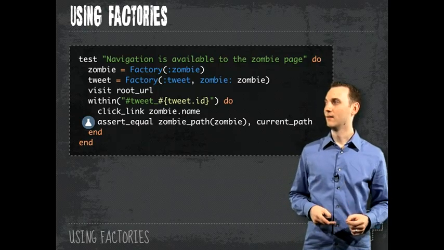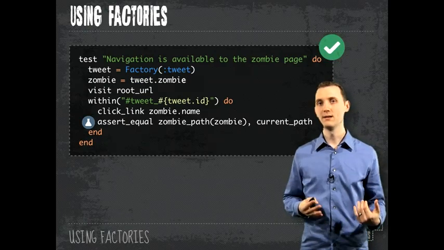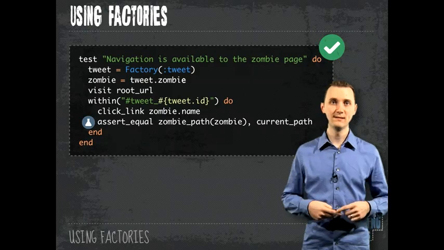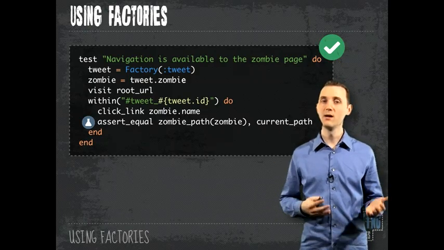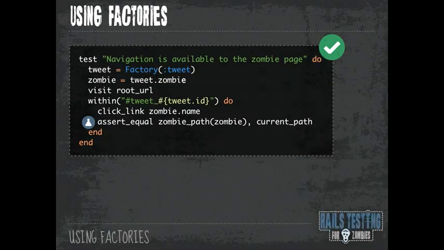Even better than that, I could actually just say tweet equals factory tweet, knowing that it would create a tweet and a zombie for that tweet. And then I could just say zombie equals tweet.zombie, right? Only call the factory once. I happen to know that it will automatically create the association for me. Everything else stays the same.